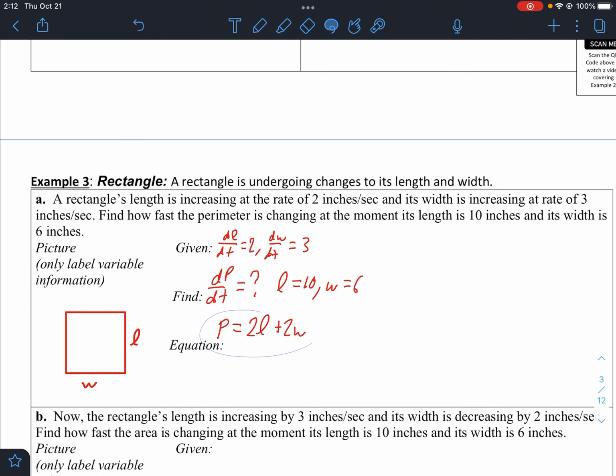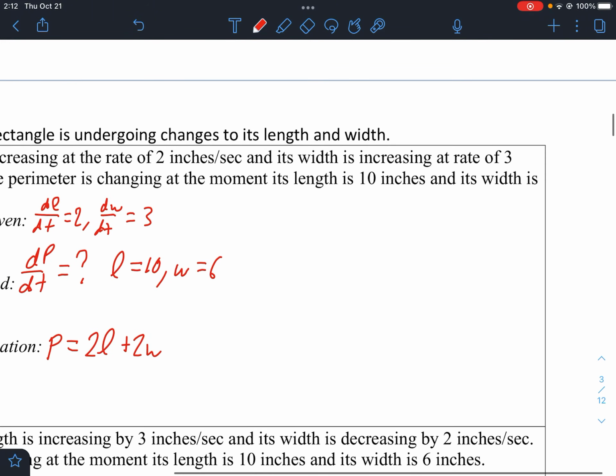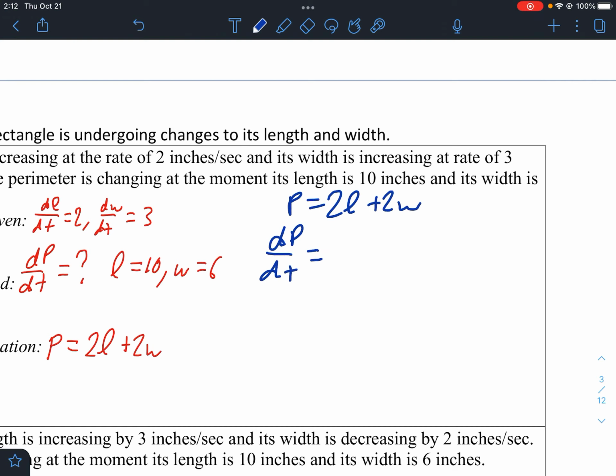With all that in mind, now we can finally begin to actually start the calculus of this problem. So I'm just going to copy down my equation over here. P equals 2L plus 2W. And I'm going to take the derivative of that with respect to time. So the perimeter is changing as time changes. dP dt equals 2 times the derivative of L, which is dL dt, plus the derivative of W, which is dW dt.